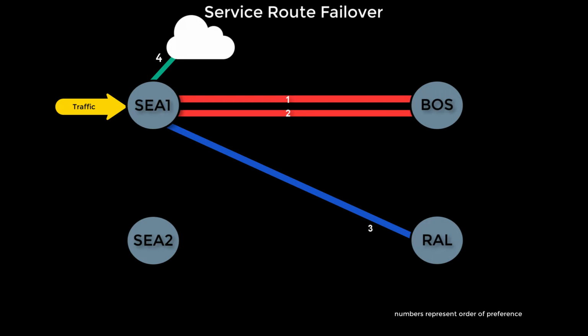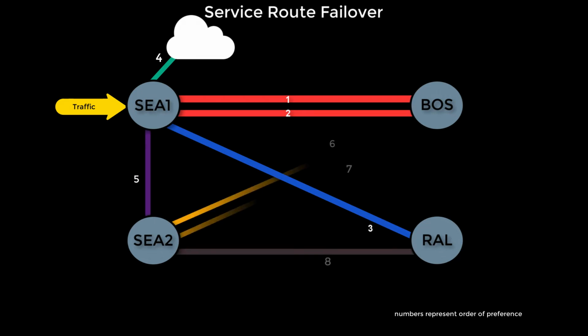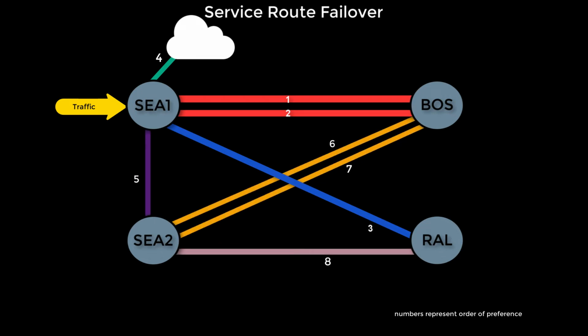We can even use peer service routes between two HA routers. For example, let's say the WAN side of our branch is down, but it is still connected to its HA peer. Then we can have it send traffic to the peer and use the peer's service routes as our backup routes.